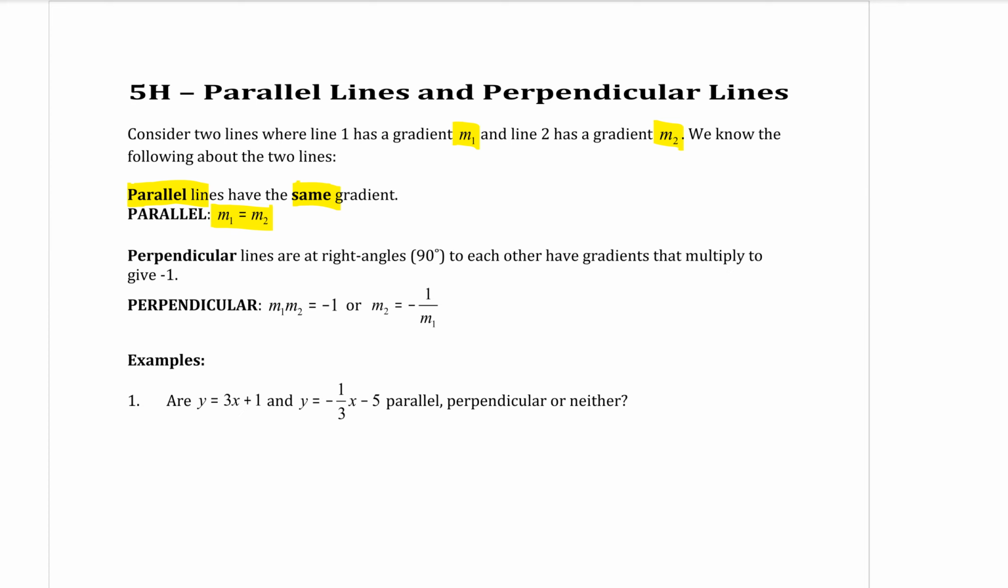So if ever you find two gradients that are the same, it means that those lines are parallel. However, perpendicular lines are lines that make a right angle, or 90 degrees, to each other. To find perpendicular lines, their gradients will multiply to give -1. So there's two ways that we can write this formula.